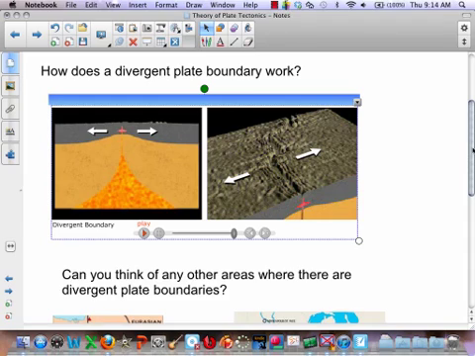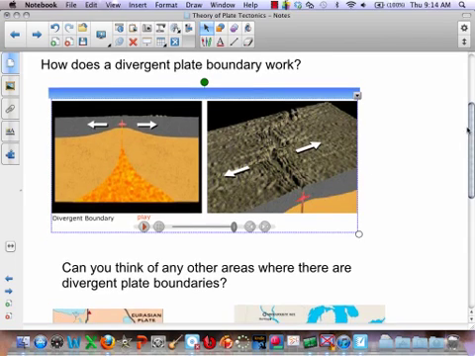Nothing? Where else do we find divergent plate boundaries? So it's not just the Atlantic Ocean. There's other places around the world where we are separated. Well, where? Where in the mountains? Which mountains? Yeah, well then let's take a look at it.